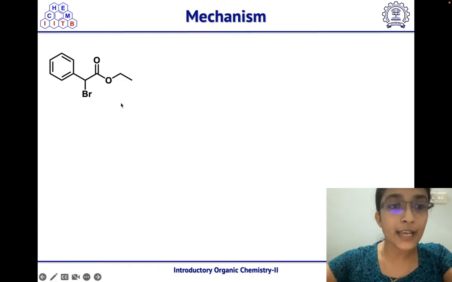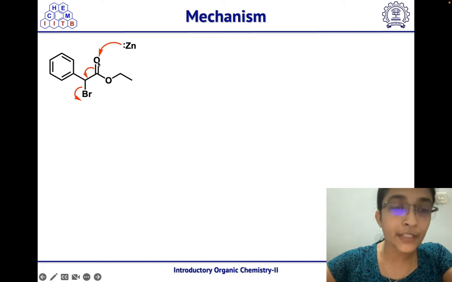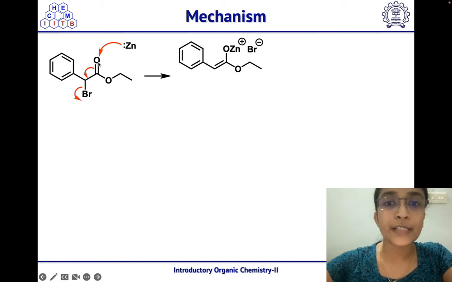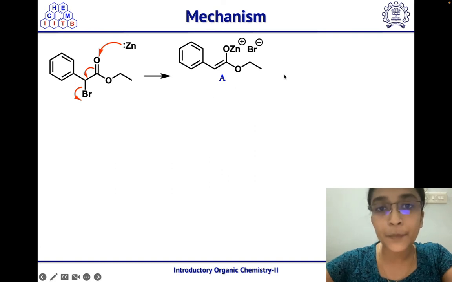So we have this alpha bromo ester. Upon treating with zinc, the zinc will add on to this oxygen. Then this carbon-oxygen double bond will break, and this electron density will shift, resulting in the formation of a double bond here. And this C-Br bond will break, eliminating bromide ion. So we will get this species with zinc. This is compound A in our reaction. Compound A is not a lithium enolate, and compound A does not have two aromatic rings. So those two options can be ruled out here.